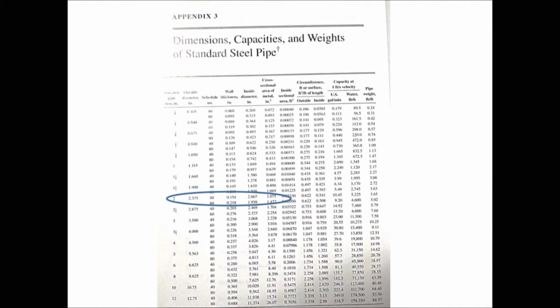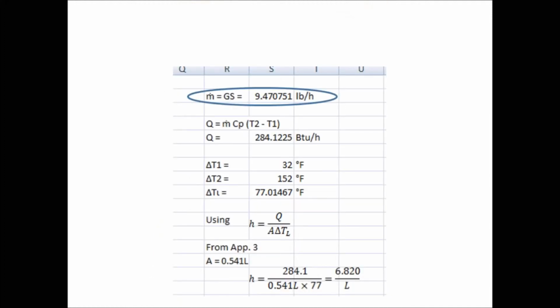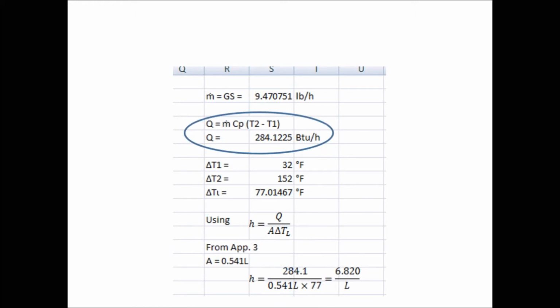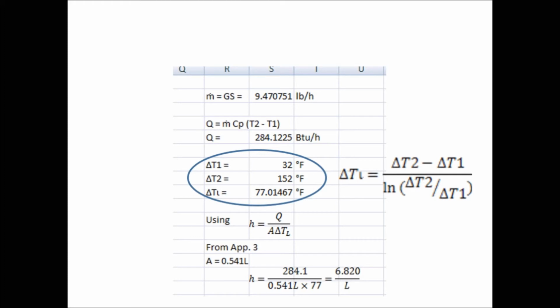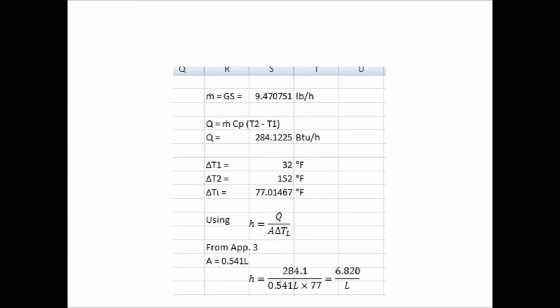Then the mass flow rate can now be calculated by multiplying the mass velocity and the cross-sectional area of the pipe. Heat load can be calculated using the formula m Cp delta T. Then the log mean temperature difference is needed in the formula of the heat transfer coefficient and is calculated using the formula shown. From Appendix 3, we can get the area in terms of the length. Substituting the values into the formula of the heat transfer coefficient, we obtain 6.82 over L.